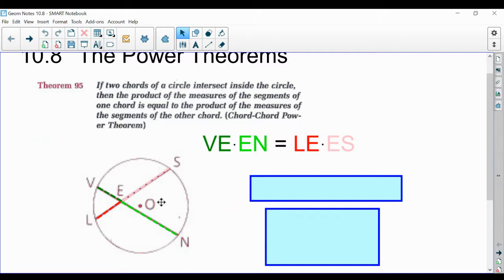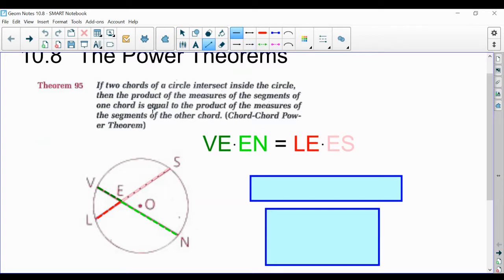Okay, now what does that mean? The way I have it drawn, it's like, green piece times green piece equals red piece times pink piece. All right, so try to get the colors to kind of match up. So the two chords get split. Now they don't get split in half, but the way they get split, piece times piece equals piece times piece. Okay, that's what this says. Now, why is this true?